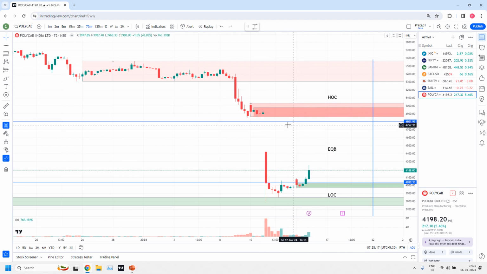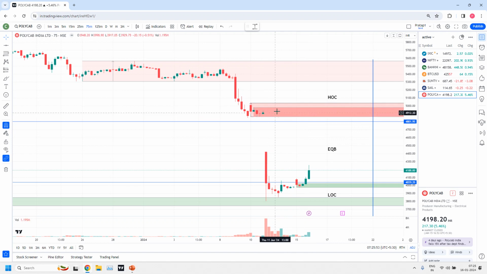Which supply zone do we have to plan? The LTF supply zone. The LTF supply zone is there inside the ITF supply zone. See here, we got two advantages. One thing is the LTF entry we got, and the second one is the ITF price direction is also changed. That means ITF price direction is in our favor. Already HTF price direction is in our favor. Now ITF price direction is also going to be in our favor.